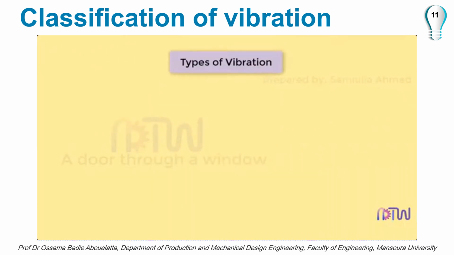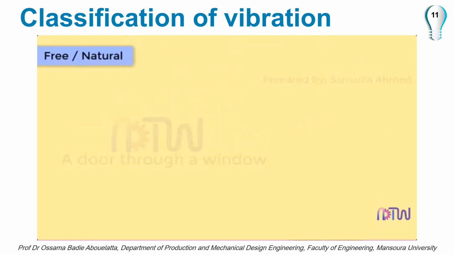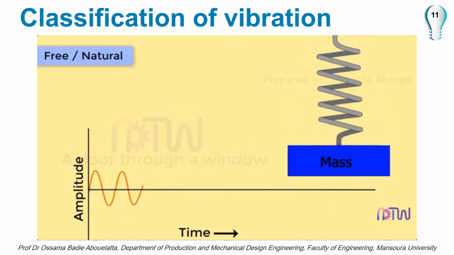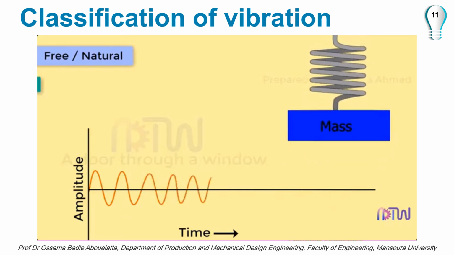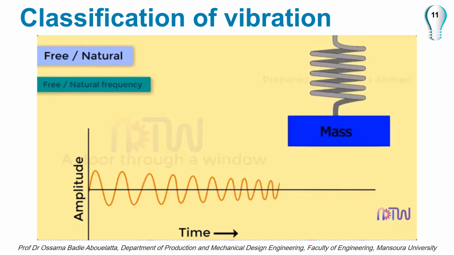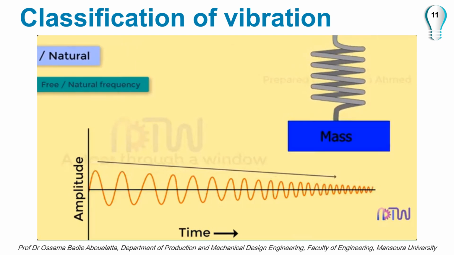Types of vibrations. There are 3 types of vibrations: free or natural vibration, forced vibration, and damped vibration. Free or natural vibration. This is defined as when no external force acts on the body after giving it an initial displacement, then the body is said to be under free or natural vibration. The frequency of free or natural vibration is called free or natural frequency.